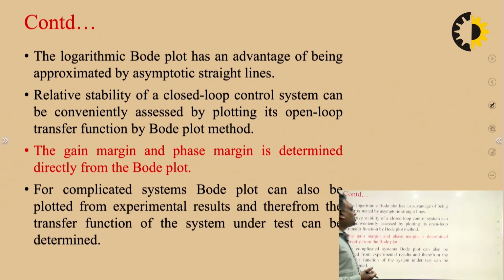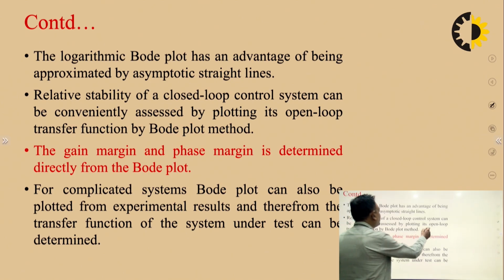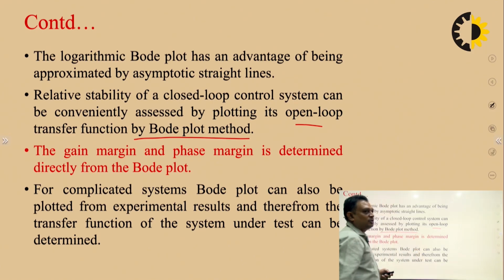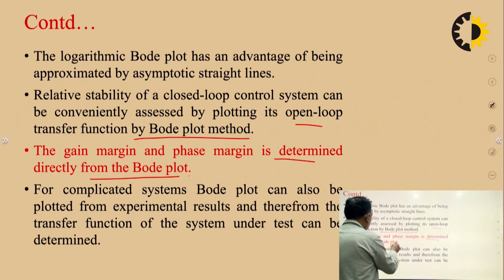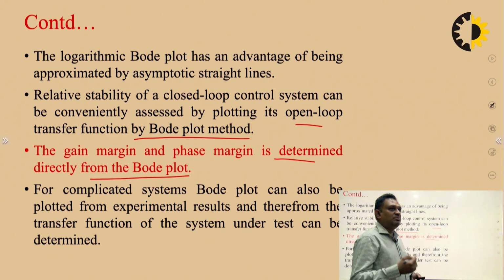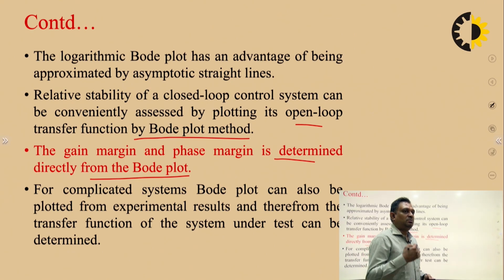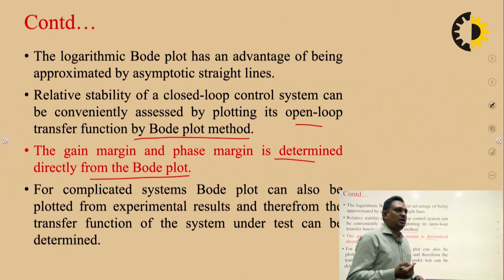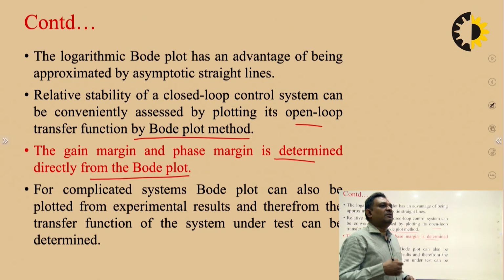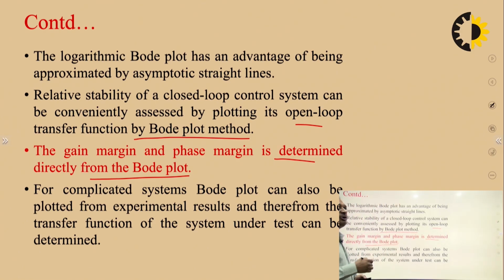Relative stability of a closed loop control system can be conveniently assessed by plotting its open loop transfer function by Bode plot method. So by plotting this, we can easily find out the stability of the closed loop system. The main advantage of this Bode plot is that gain margin and phase margin are determined directly from the Bode plot. Means we can simply measure the gain margin and phase margin from the plot directly, because this plot is a correct plot. This is not like we have drawn in a rough sense. It is very accurate. It should be very accurate. Only then we can find out the gain margin and phase margin correctly with the help of the plot.